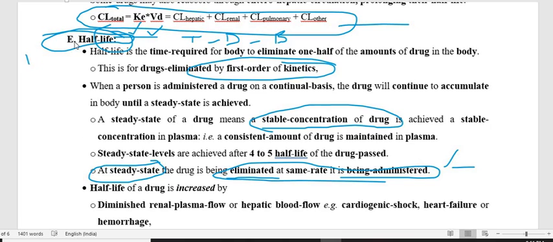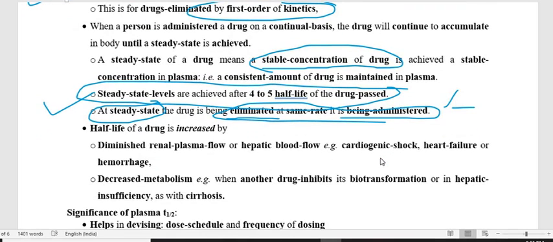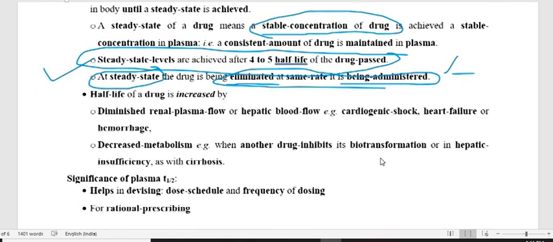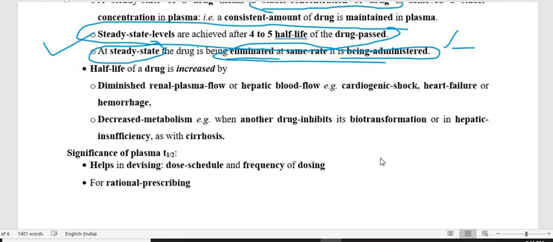So this is about the half-life of the drug, and this is about the steady state of the drug. It takes 4 to 5 half-lives to reach the steady state level. So this is very important, and you have to go through that. So this is all about today's class.